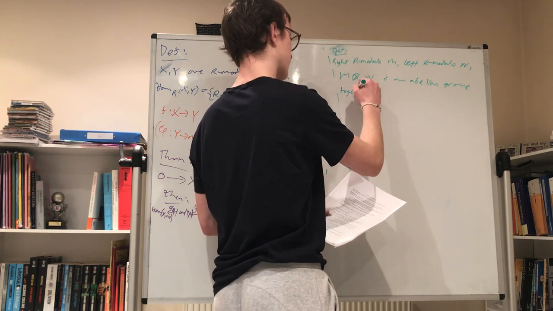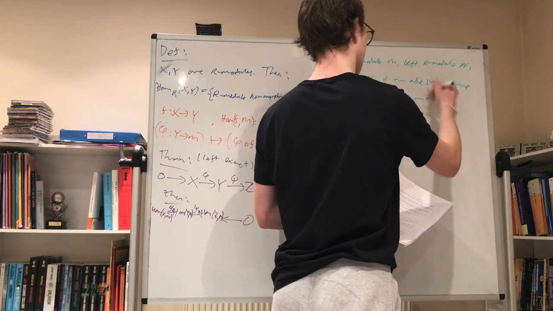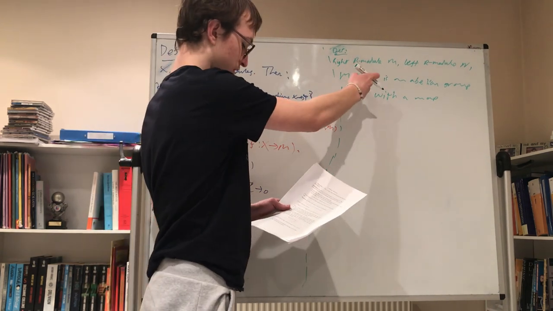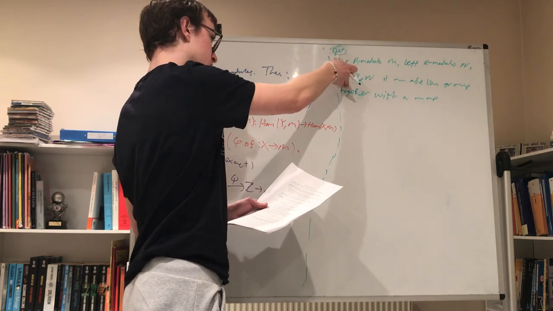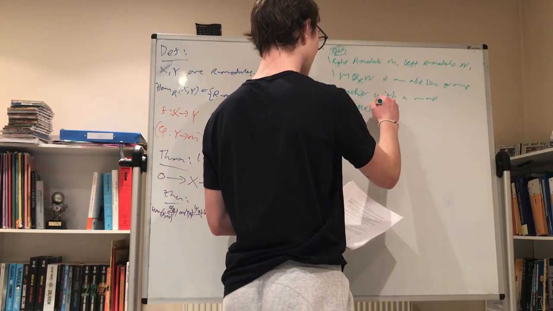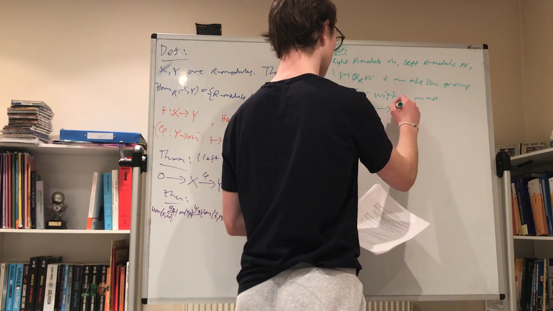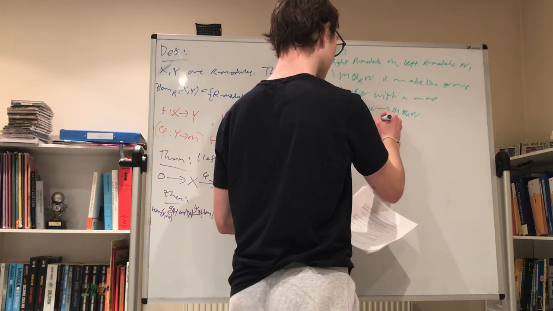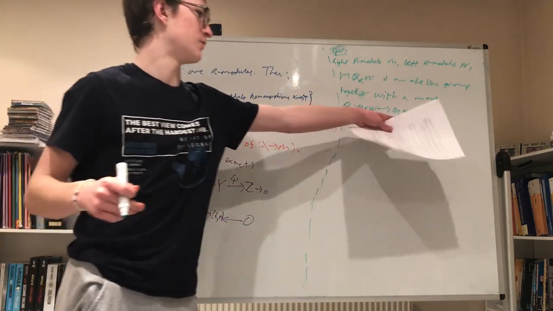Together with a map which goes from the Cartesian product into the tensor product, and it looks like this. What this map is doing is taking in an element (m, n) and outputting their tensor product. So it's taking in (m, n) and outputting m tensor n, which of course is an element of this.